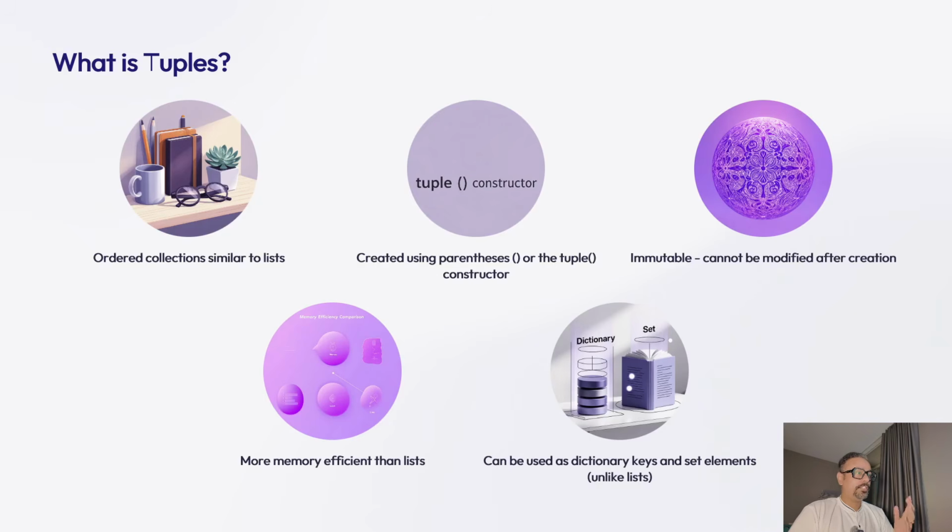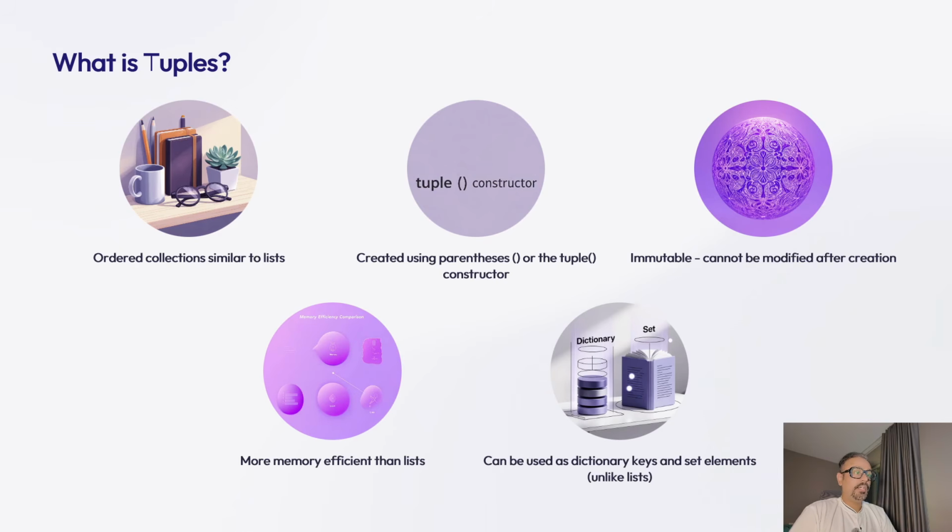So let's see what is tuple. Tuples in Python are ordered lists, just like lists that we covered in our last video. But there is one key difference: they are immutable. That means once a tuple is created, you can't change its content. You can think of tuple as a read-only list.